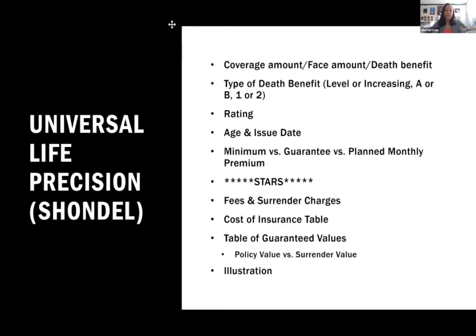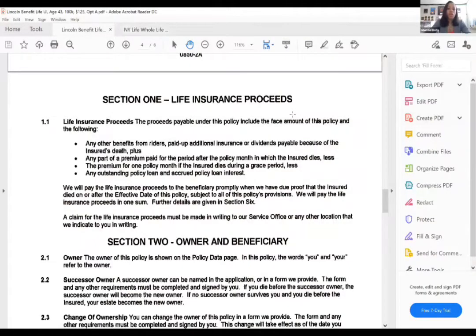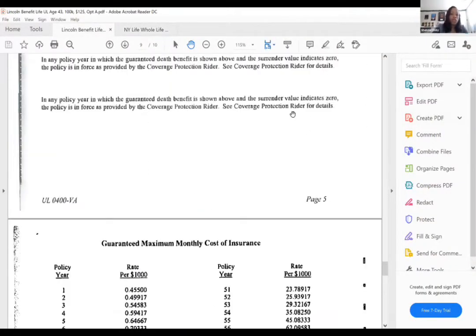They may say, hey, look at this, look at how much investments you can have, but then it may not be the guaranteed information that's going to actually happen in the policy. So I'm going to show you guys that here in an actual policy. Give me a second. I'm going to pull it up here.